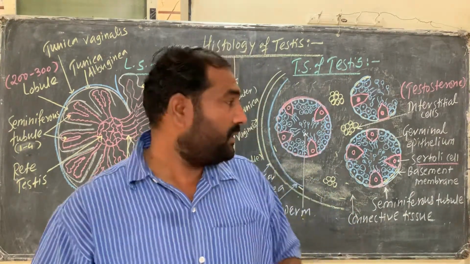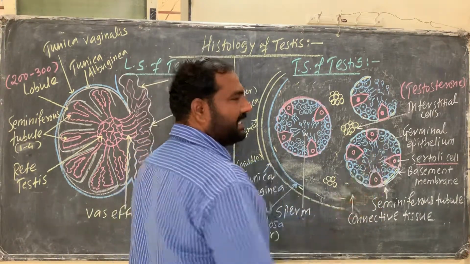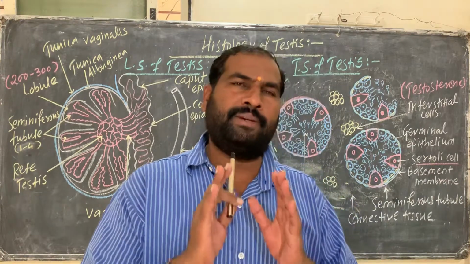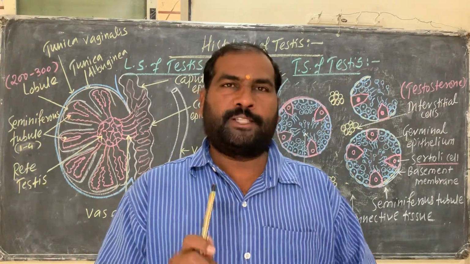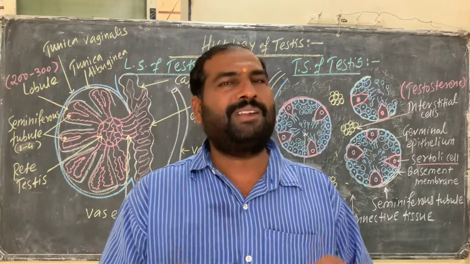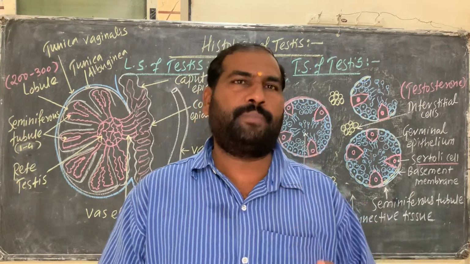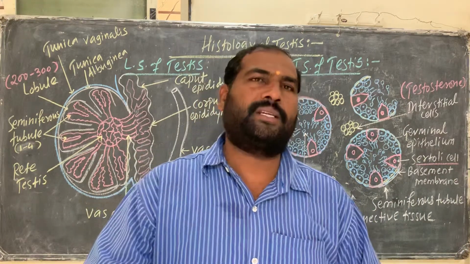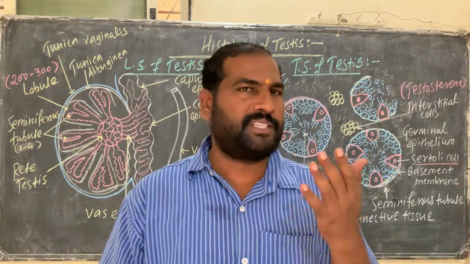So here the germinal epithelial cells are diploid in nature. Diploid in nature means that it has two sets of chromosomes. The total number of chromosomes in a human being is 46. Chromosomes are always present in pairs. So how many pairs? There are 23 pairs. If 23 pairs are present in a cell, then that cell is referred to as a diploid cell.